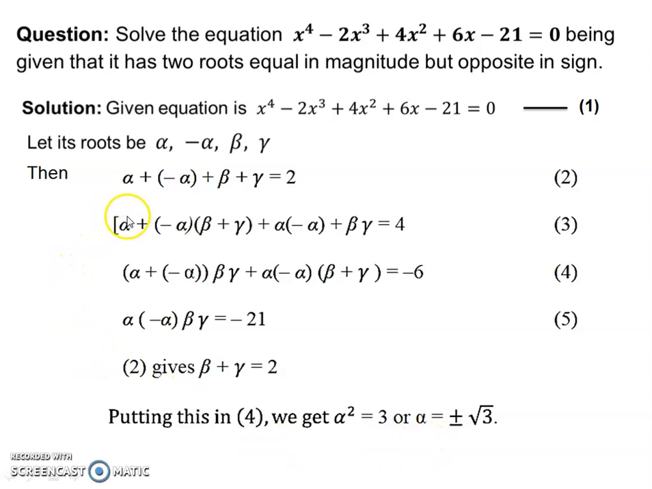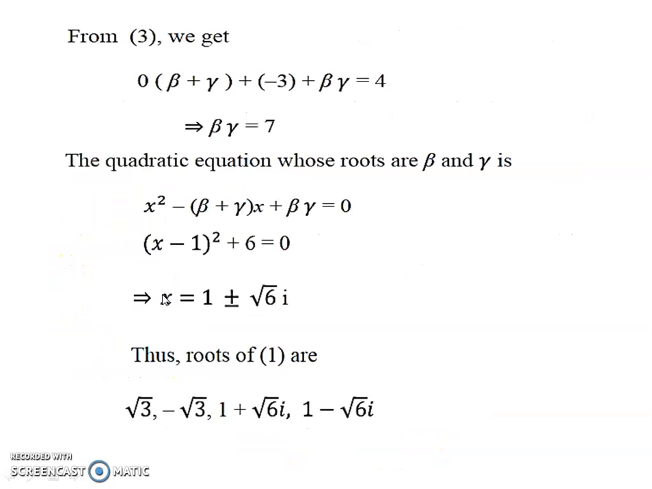I can back substitute it in the remaining equations. From the third equation, alpha plus minus alpha is 0, the value of alpha square is written, and the value of beta gamma is 7. So now we have a quadratic equation whose roots are beta and gamma, which can be written in the form x square minus the sum of beta gamma times x plus the product. The sum we have already calculated and the product is again 7. Write these values in the equation and by completion of square, I can get the value of x as 1 plus minus under root 6 iota.